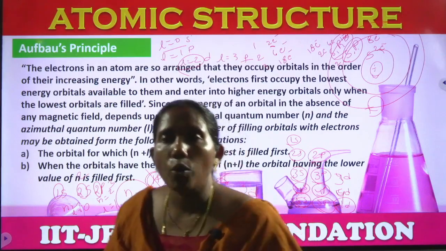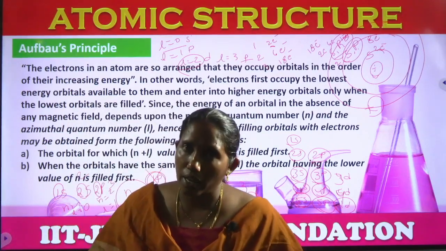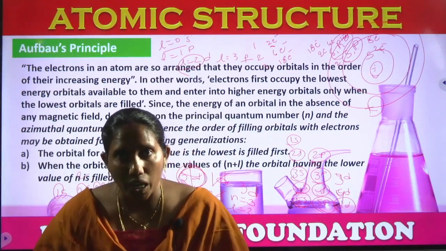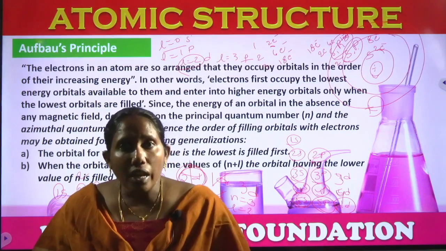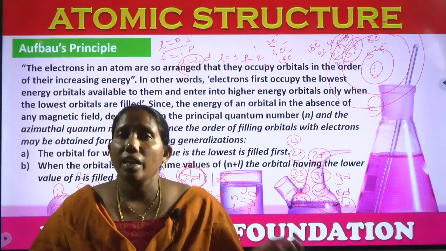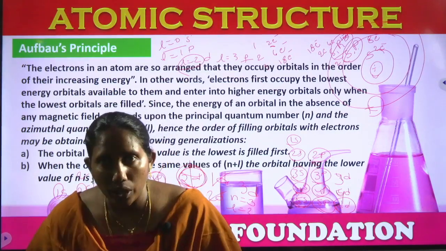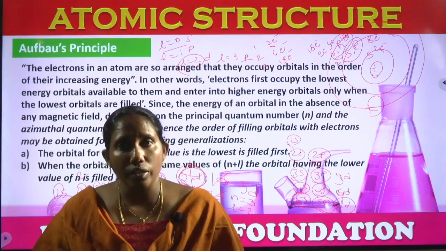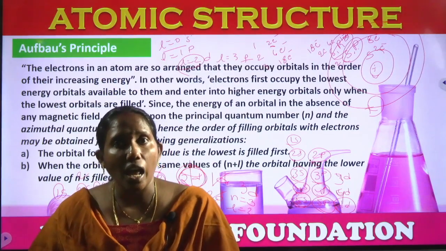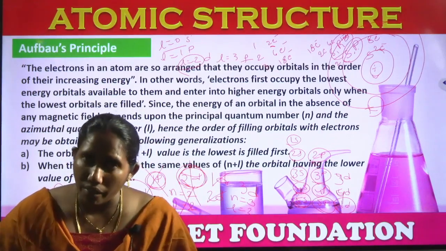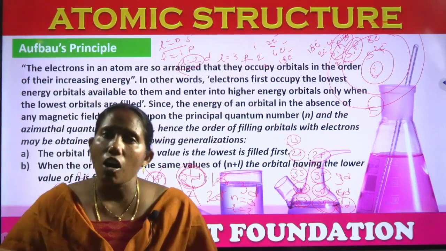So what is the Aufbau principle? Electrons enter into the lowest energy level first. How to identify which has the lowest energy? That depends upon the n value. If the n value is lesser, then electrons enter into that first. If in case any two orbitals have the same n value, what do we have to do? We have to follow the n plus L rule. What is the n plus L rule? We have to find out the n and L values and then add them. The orbital which has the lower n plus L value, electrons enter into that orbital first. This is the Aufbau principle, right?